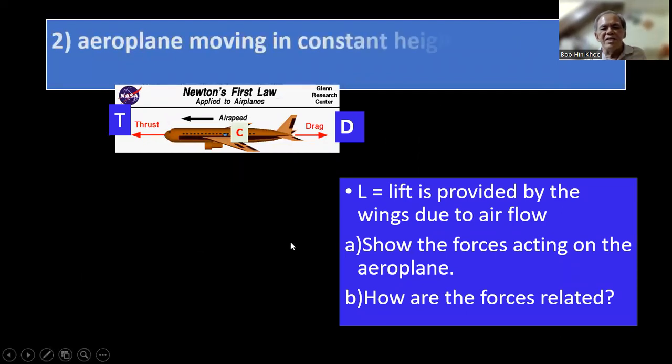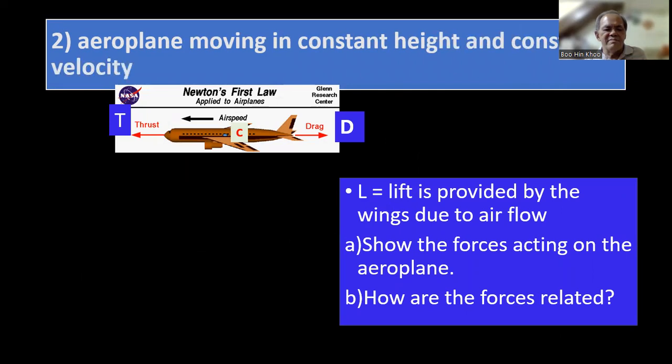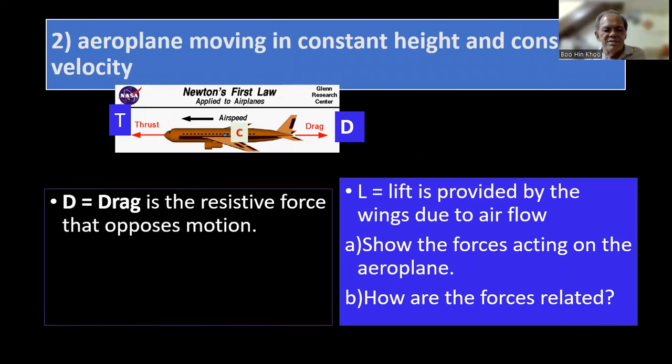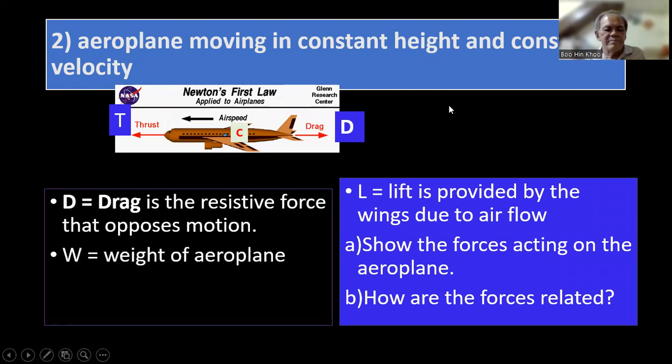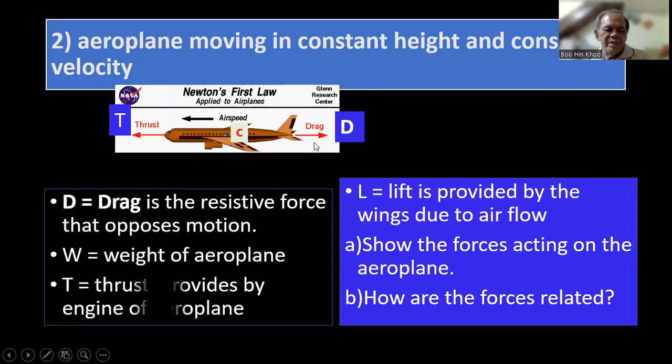Aeroplane moving in constant height and constant velocity. What are the forces acting? Drag, D. There's a thrust from the engine. Lift is due to the wing and airflow across the wing. Then there's a weight acting from center of gravity.